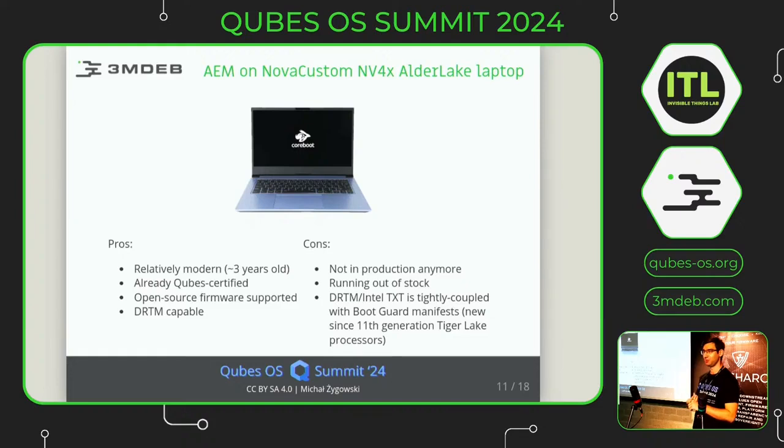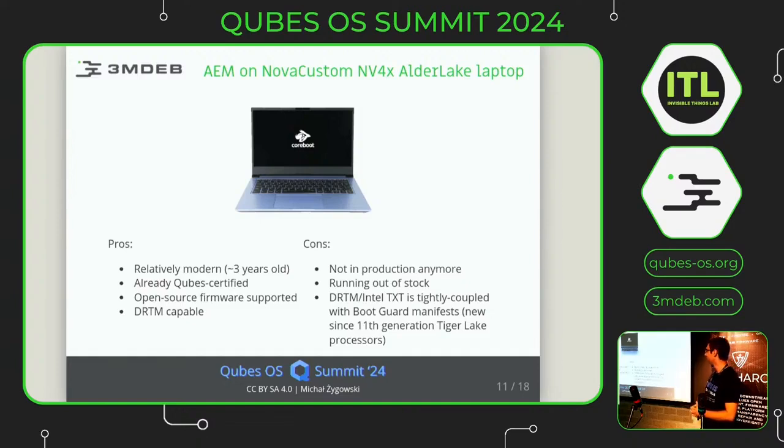Intel did a small favor for us and enabled the DRTM capability on a wider range of their processors since this generation. So I think it is a big step forward to have a wider selection of hardware that we can test it on. Of course, there are problems with these devices as well, because despite they are relatively modern, they are already not in production anymore. So Nova Custom is already running out of stock of these devices, so even if we release something, it will be very limited edition stuff.